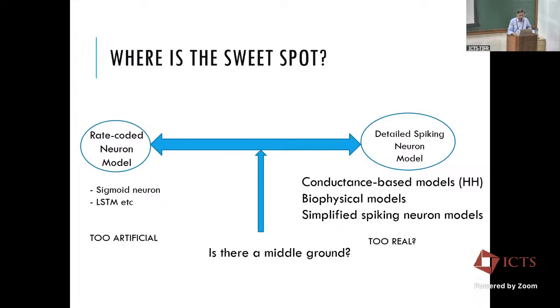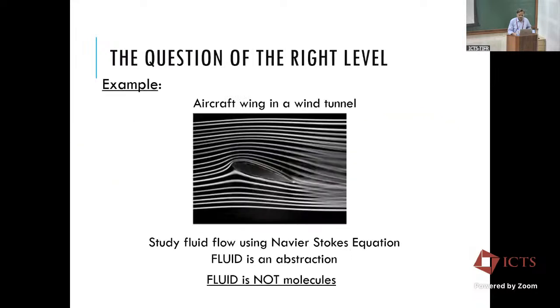But you have to understand brain, right? What is that sweet middle spot? What is the right abstraction at which you want to model brain so that you can understand its internal functions and also link it to behavior? So that's a big question, and nobody knows what that sweet spot is. So one cue from engineering that we can take in this regard is, suppose you're studying fluid flow, right?